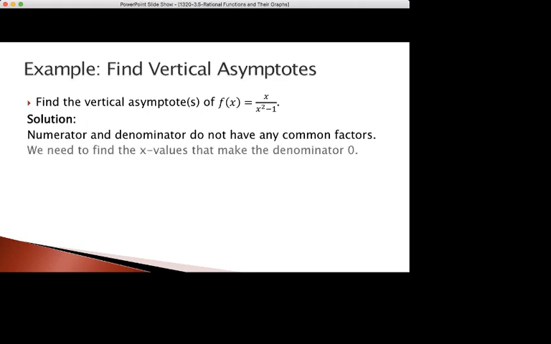So, we need to find the x values that make that denominator polynomial x squared minus 1 equal to 0. To do that, set x squared minus 1 equal to 0, add 1 to both sides, and then take the square root, and so we can conclude that x must equal negative 1 or x must equal 1. So what that means is if x is equal to negative 1 or x is equal to 1, then the denominator is equal to 0 and the numerator is not equal to 0.